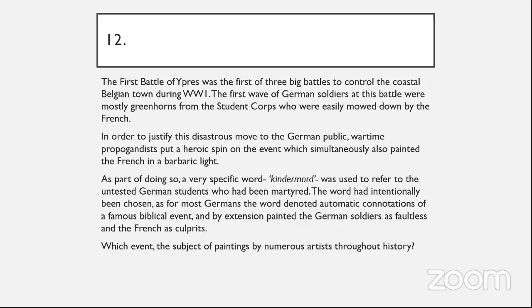So, which event, which also, among other things, is the subject of numerous paintings by many artists throughout history. So, the wartime propagandists specifically used the word Kindermord to refer to the amateur German soldiers who were killed at the First Battle of Ypres. So, what biblical event do most Germans have connotations of the word Kindermord with? Is what I'm looking for.